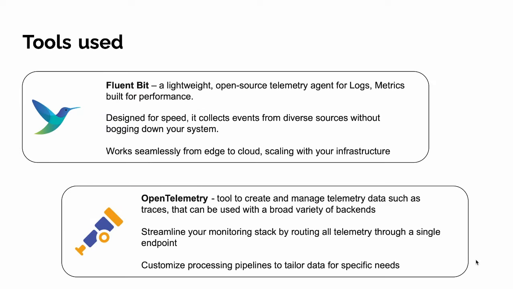The tools that will be used to enable observability in our Kong API Gateway platform are, first, Fluent Bit, which is a lightweight open source telemetry agent for logs and metrics, and it is built for performance. It is designed for speed. It collects events from diverse sources without bogging down your system.